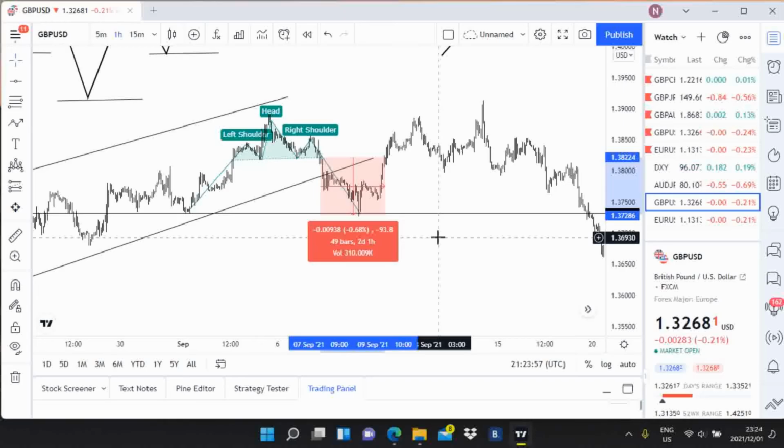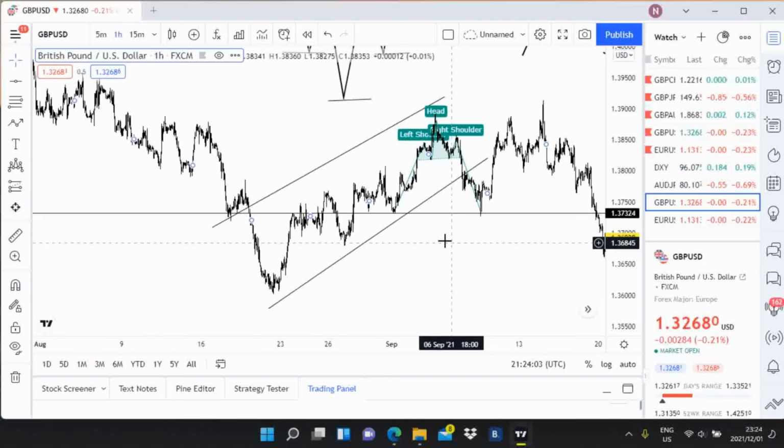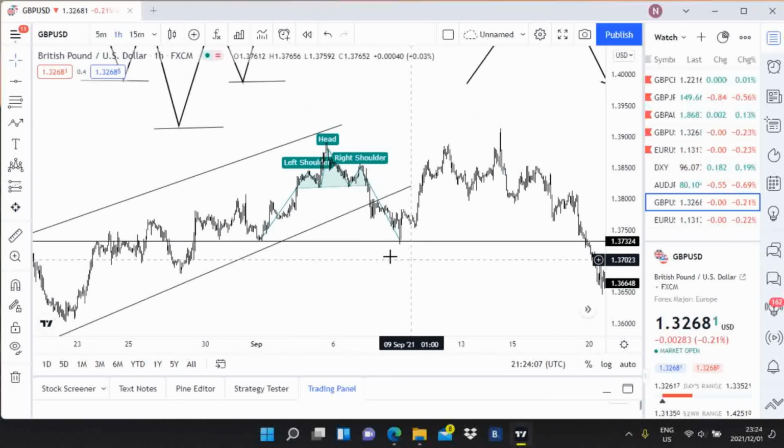So there you have it, guys, how to use the head and shoulder pattern on the market.